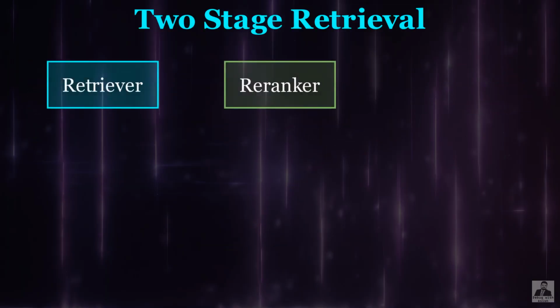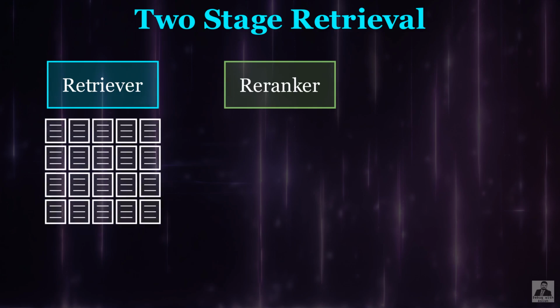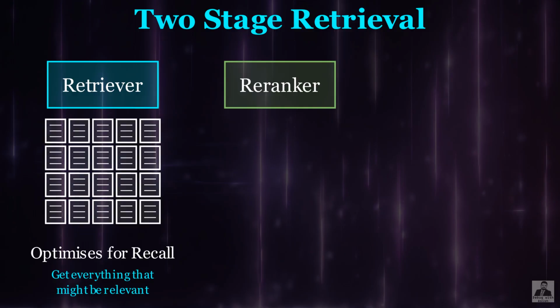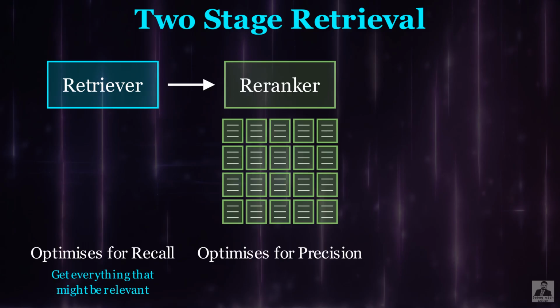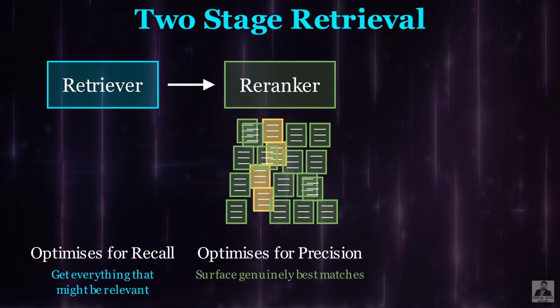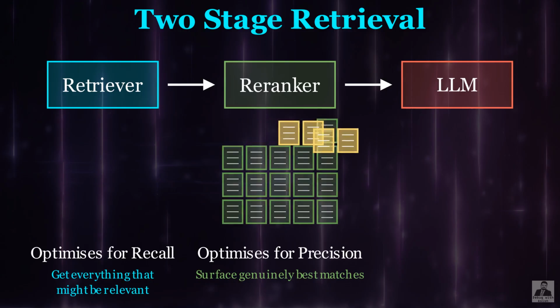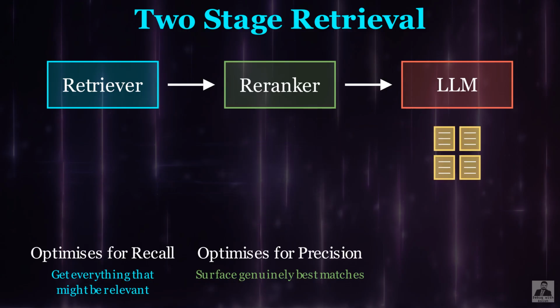Two-stage retrieval divides the work between two models with different strengths. The retriever runs fast and fetches a large candidate pool of maybe 20 documents. It optimizes for recall. Get everything that might be relevant. The reranker then takes those 20 candidates and scores each one much more carefully against the query. It optimizes for precision. Surface only the genuinely best matches. The language model then reads only the top 4 after reranking, getting far better context.